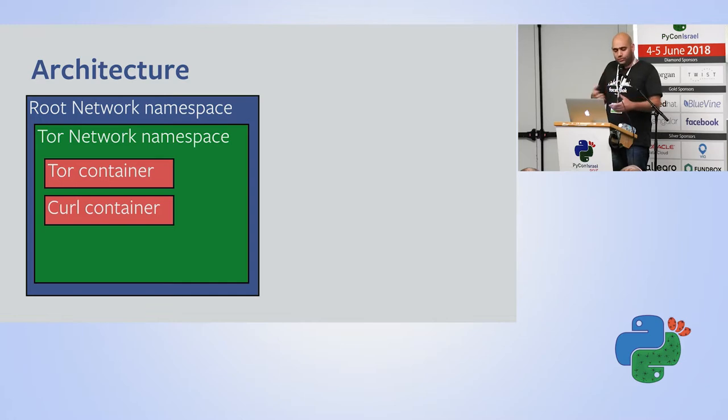If you want to know some more details about this, come chat with me after the talk. It's not really the most important thing about this talk. I'm just using it as an example case because it's easy. So the architecture is basically we have the Tor container. When we spin it up, Docker creates a new network namespace for us, and we're just reusing this network namespace from the curl container that we're running afterwards.